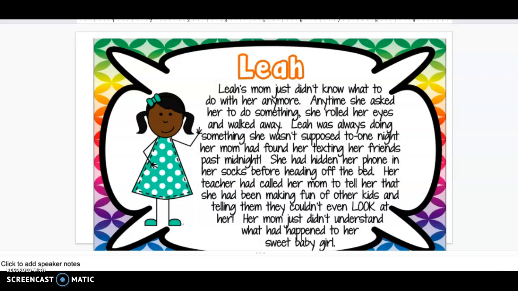Well, if anybody rolls their eyes and walks away from any sort of adult, that is disrespect. I would also say that because she snuck her phone in her socks and then was texting her friends past midnight, she is sneaky. And then I would also say that she's kind of a bully when she's telling other kids that they can't even look at her. And that just doesn't make sense. She's just being kind of rude.